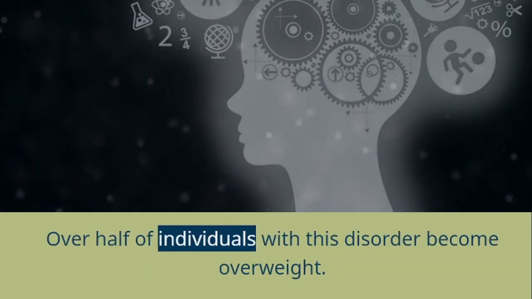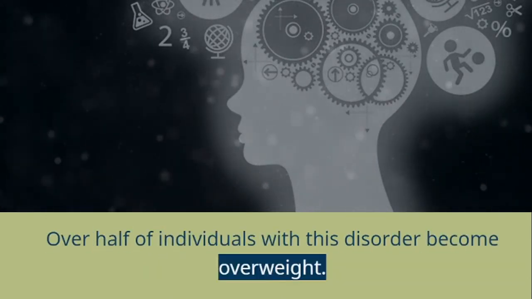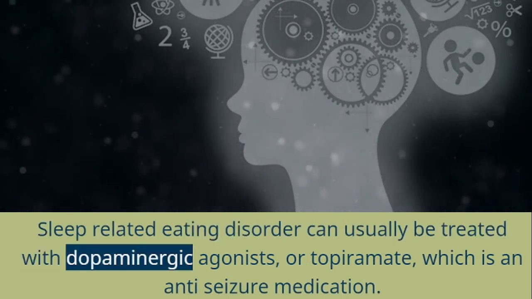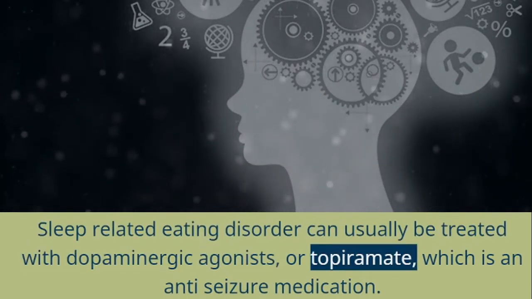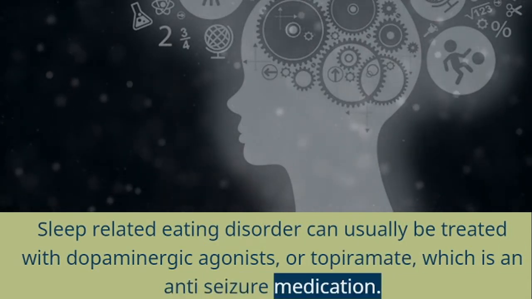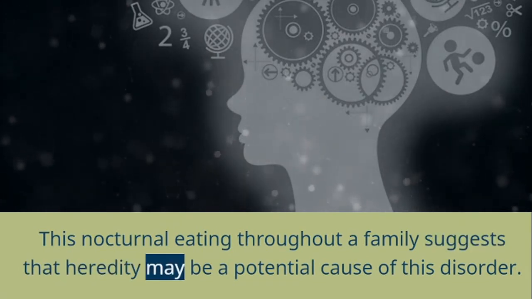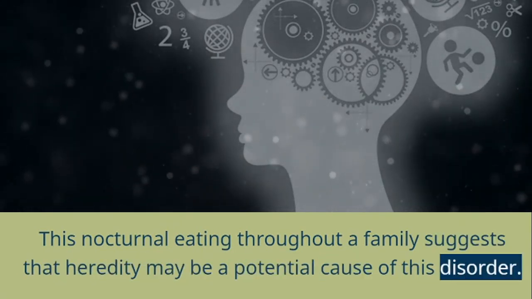Over half of individuals with this disorder become overweight. Sleep-related eating disorder can usually be treated with dopaminergic agonists, or topiramate, which is an anti-seizure medication. This nocturnal eating throughout a family suggests that heredity may be a potential cause of this disorder.